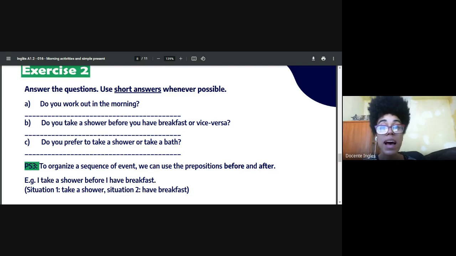Interesting question. So now is the moment in which you pause. But before you do that, read this here. That is very, very important. To organize a sequence of events, we can use the preposition before and after. How? I'm going to give you a little tip. Do you see this question here? Do you take a shower before you have breakfast or vice versa? You have two possibilities. I take a shower before I have breakfast, or I have breakfast after I take a shower. Spoiler for you. So now you can press pause and then come back for the correction.